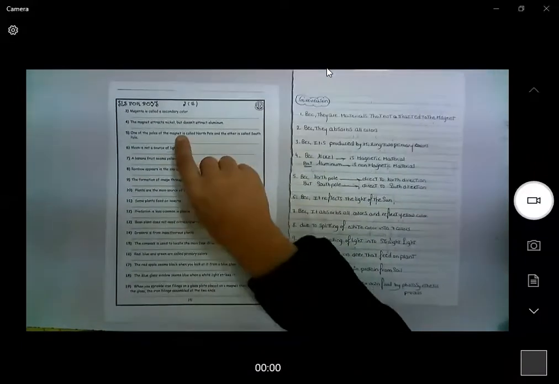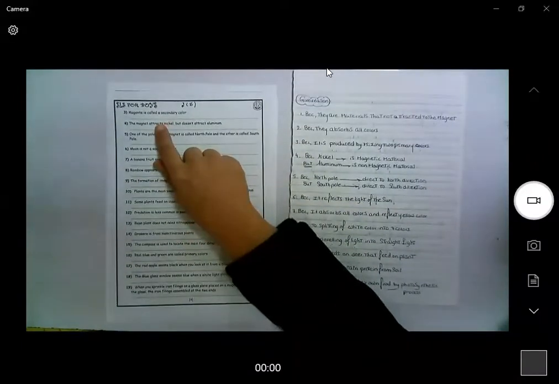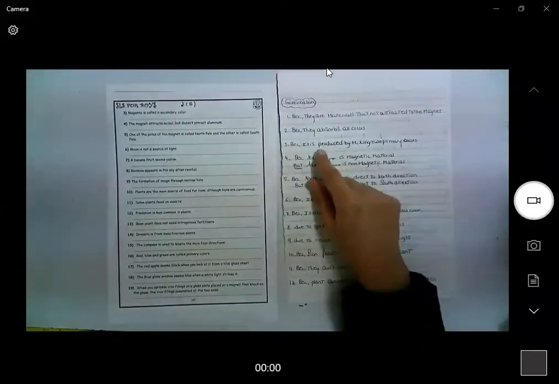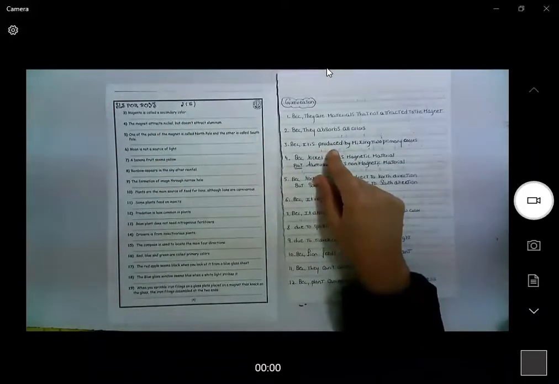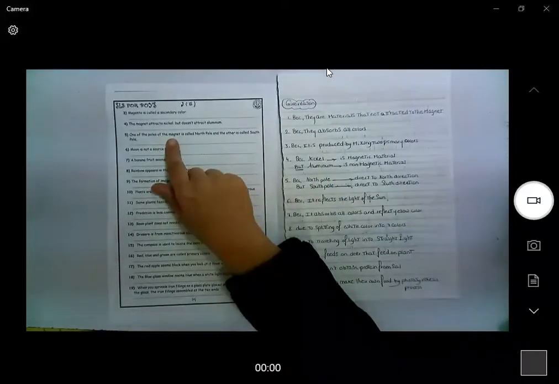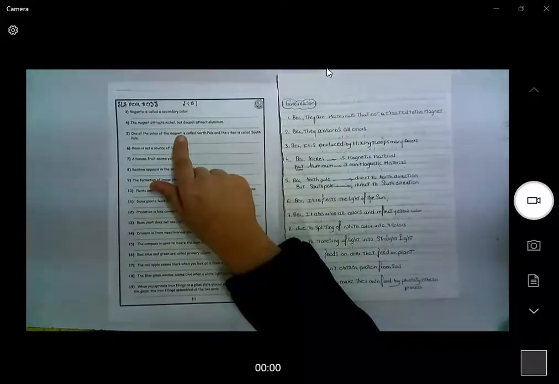Number three. Magenta is called a secondary color. Why? Because it's produced by mixing two primary colors. Magenta is produced from two primary colors, which are red and blue.